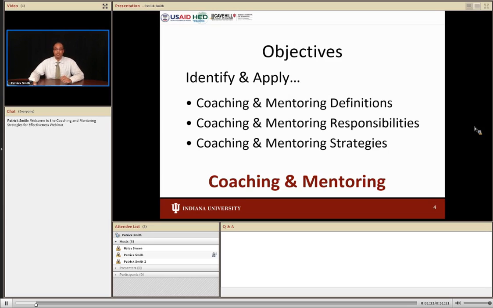And here are the objectives. The objective is to identify and apply the following in terms of your mentoring practices: coaching and mentoring definitions, coaching and mentoring responsibilities, and coaching and mentoring strategies. When we talk about coaching and mentoring strategies, specifically we're talking about establishing the relationship. We're talking about also, from a responsibility standpoint, what are the roles of each, the mentor and the mentee.